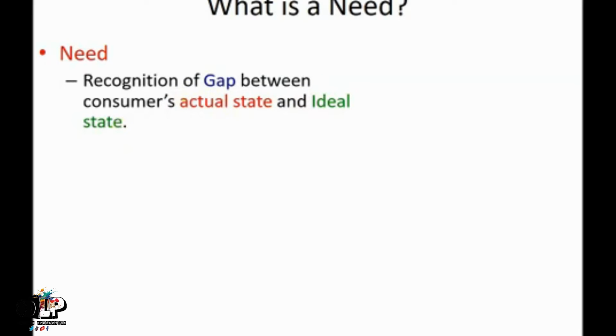This could be that a customer has a low end cell phone, and they wish to get a high end cell phone. So this is clearly a gap between the actual state, what they actually have, and what they actually desire. So there's a gap between the ideal state and the actual state. This is what we call a gap, which marketers call a need. So if a gap exists between the actual state and the ideal state, then this is what we call a need.